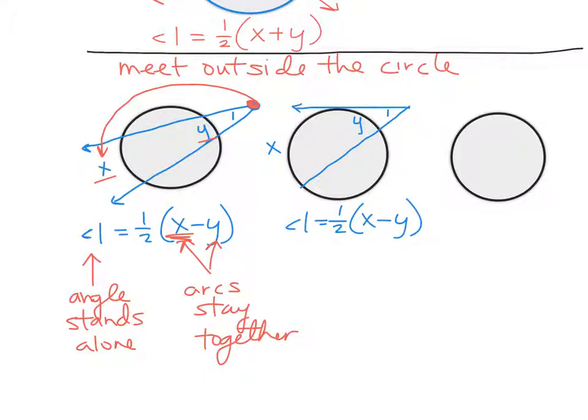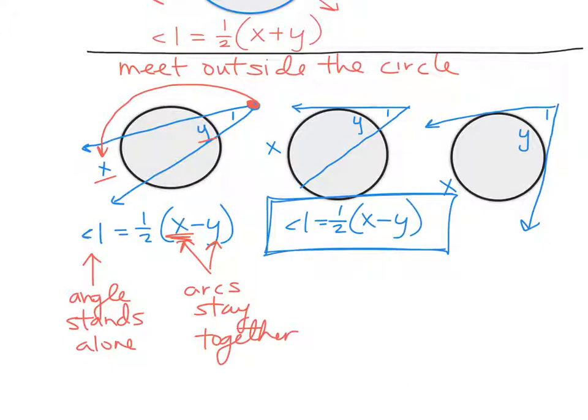Okay, and then your other option is if you have two tangents. So say this is tangent and this is tangent. Here's angle 1, here's x, here's y. Nothing changes. Okay, so you could have two tangents, one tangent, or no tangents. You would still use this formula all the way through. Angle 1 equals half of x minus y.